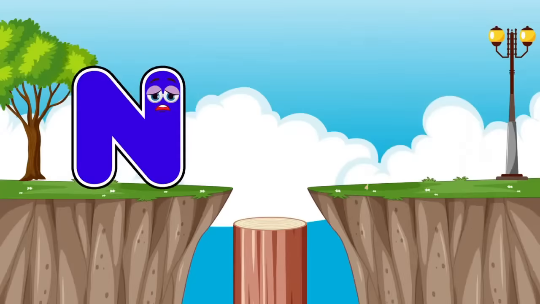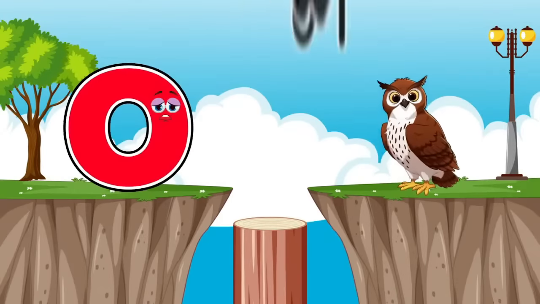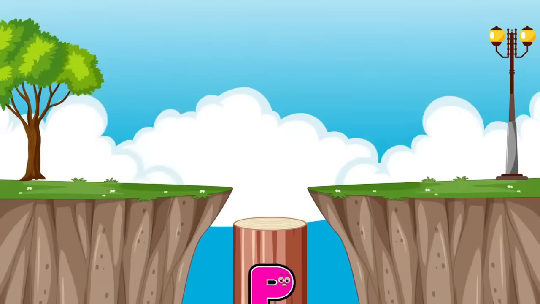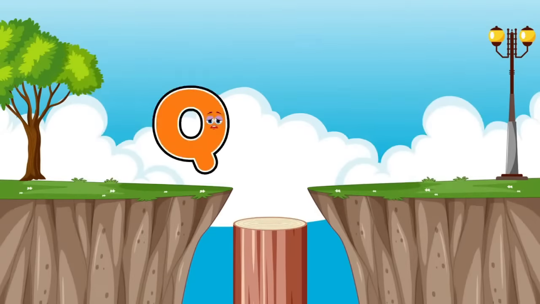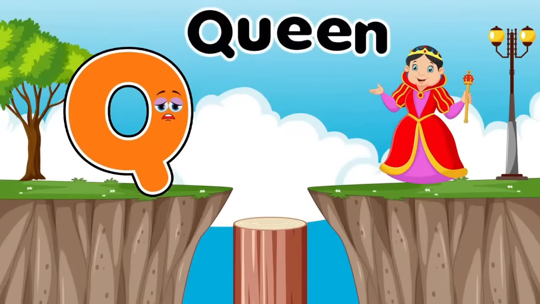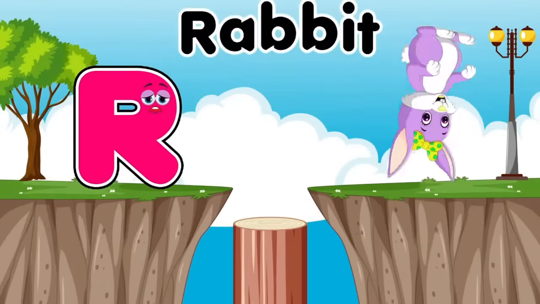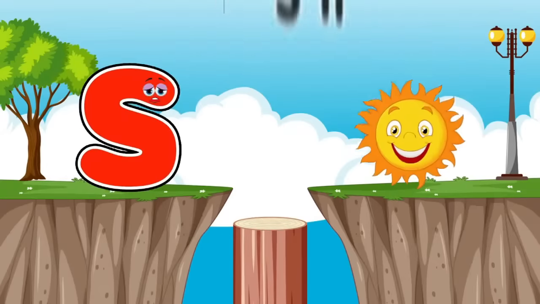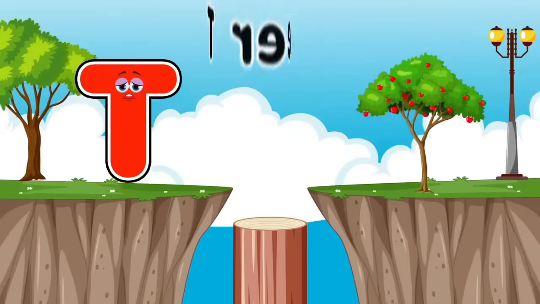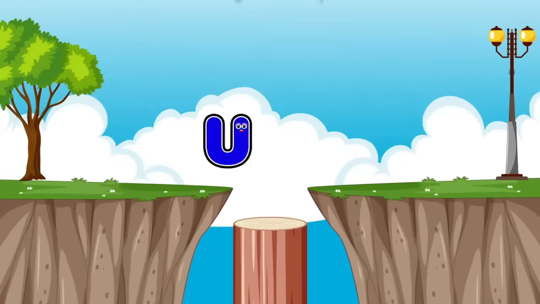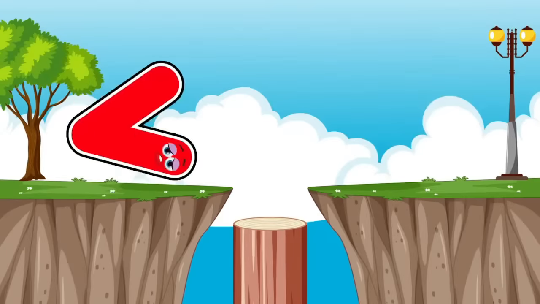M, mouse. N, nose. O, owl. P, pig. Q, queen. R, rabbit. S, sun. T, tree. U, umbrella. V, violin.